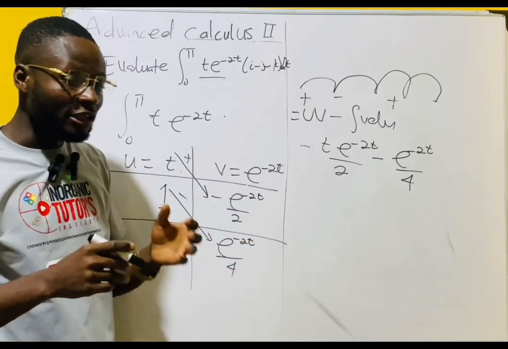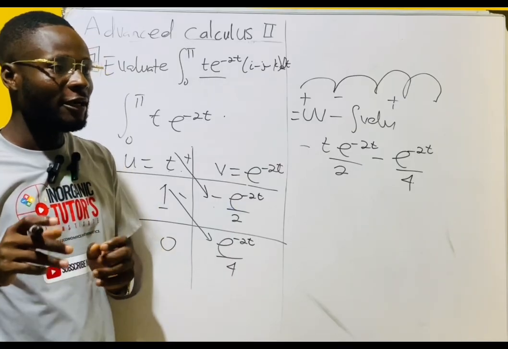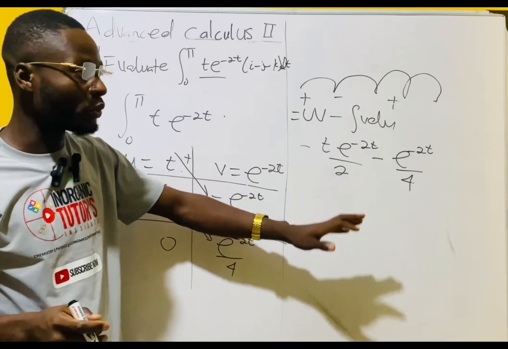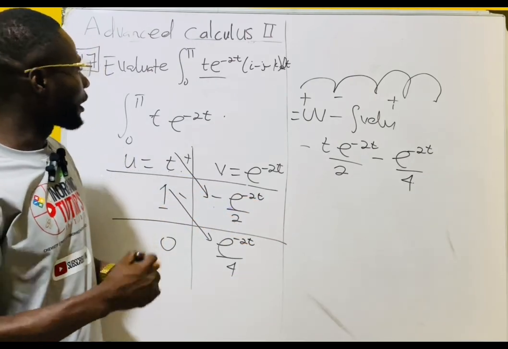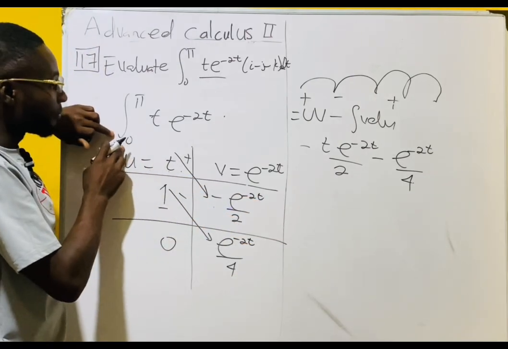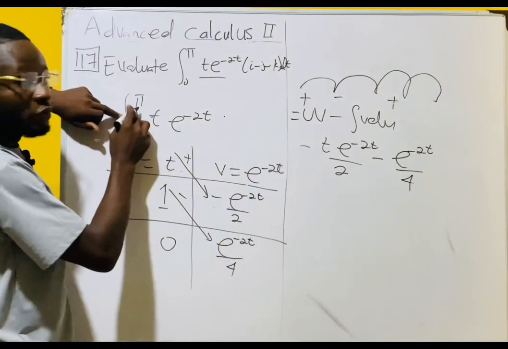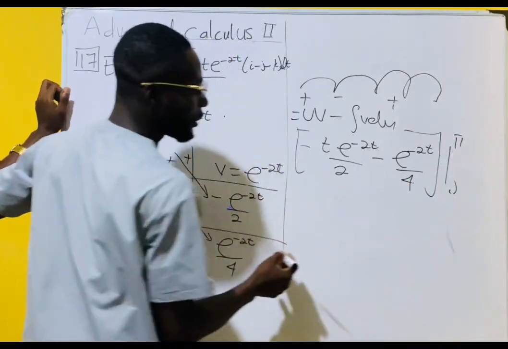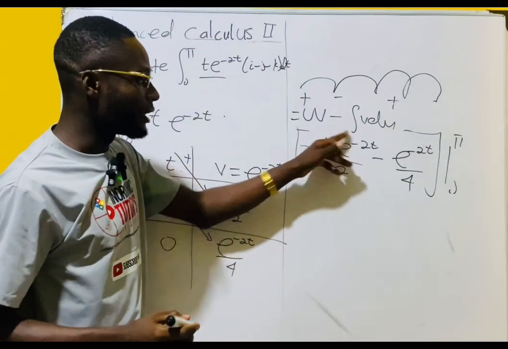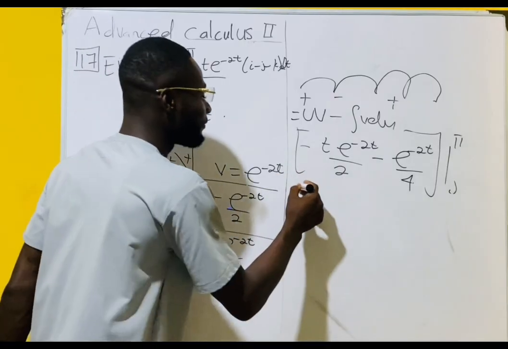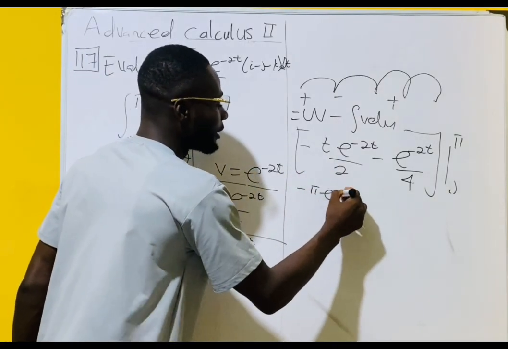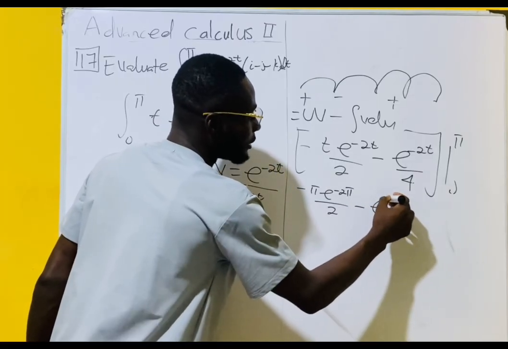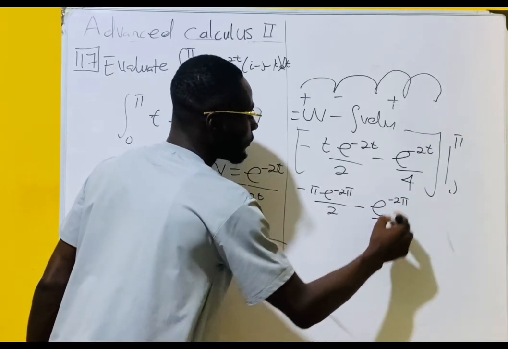Okay, if you are to use the traditional method, which is the formula approach, you're going to do a lot of work. So this is a short way to do it when it comes to objective wise. Okay, now we have been given limits, right? From 0 to pi. So we're going to do that. Okay, so we substitute pi into this where t is. So we're going to have negative pi e to the negative 2 pi over 2 minus e to the negative 2 pi over 4.